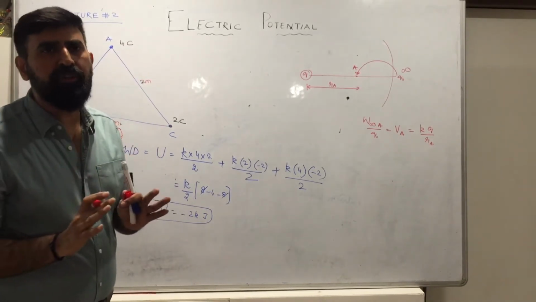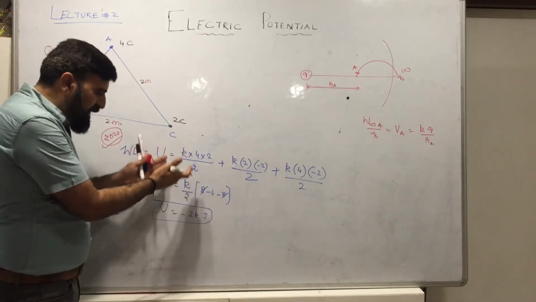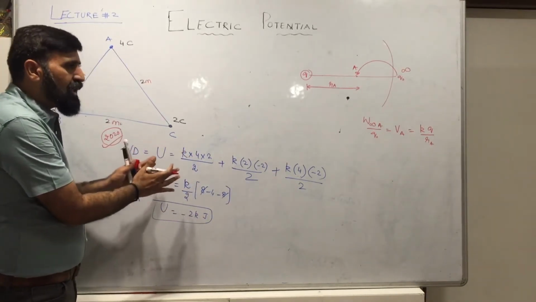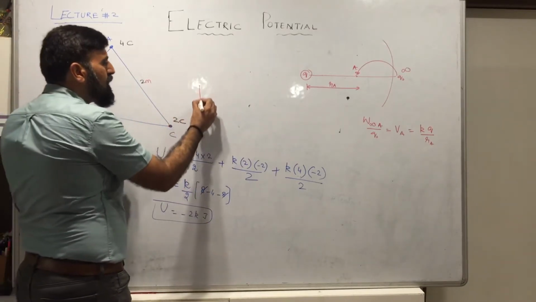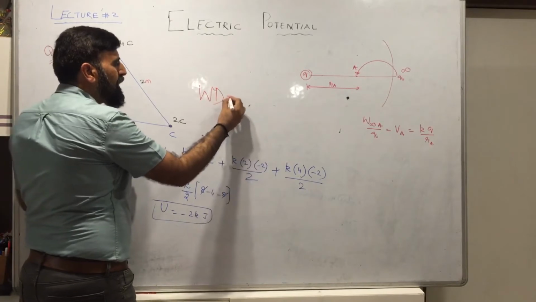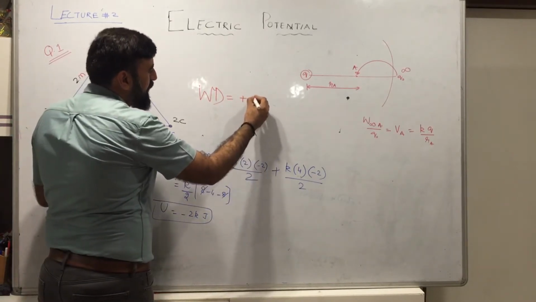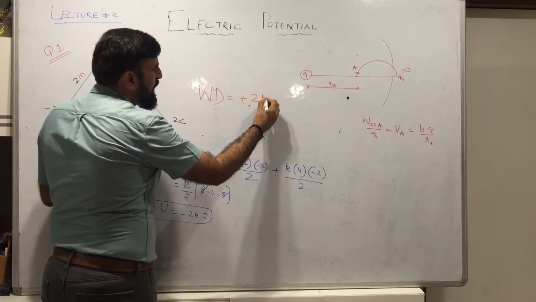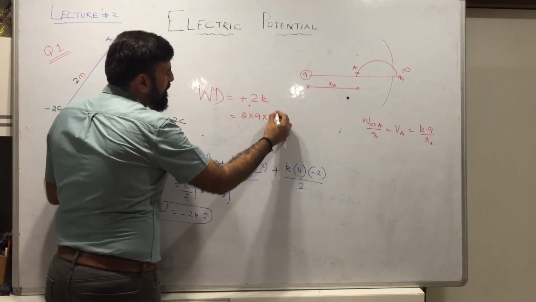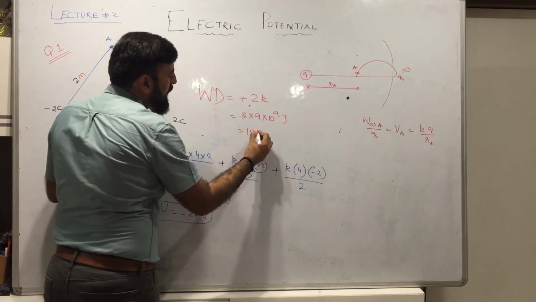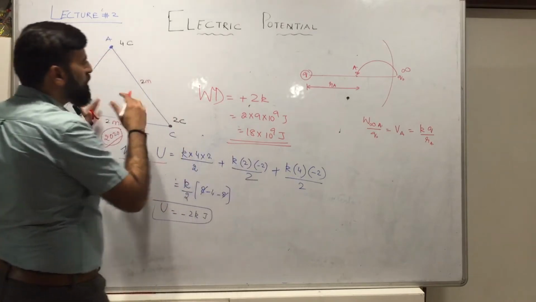What you have to do is find out the potential energy as you have found out. This potential energy is actually the work done to make the system. So what is the work done to break the system? Just change the sign of this potential energy. It is 2K, and what is K? 9 into 10 to the power of 9. So 18 into 10 to the power of 9 joule is the work done to break the system.